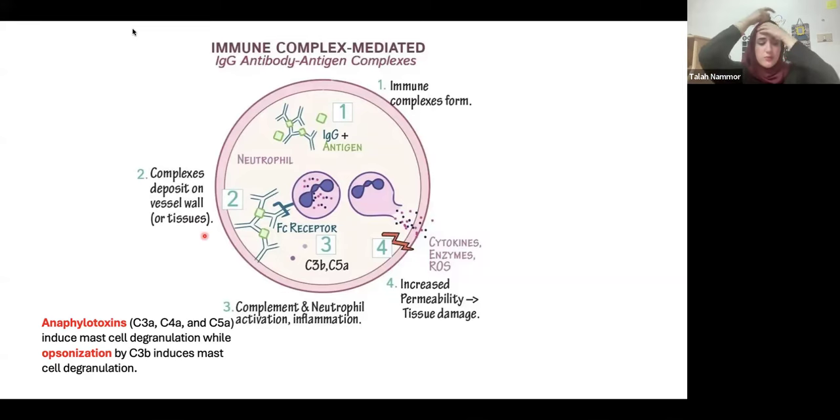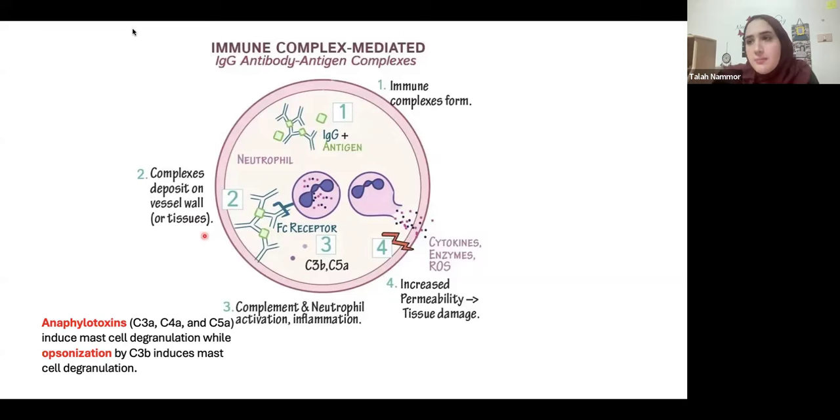Now we're done with type 1 and type 2. Let's go to type 3. Okay? We said type 2 and type 3 can be kind of misleading. Why? Because type 3 also has to do with IgG, but it doesn't have to do only with IgG. It has to do with the idea of IgG binding to something, causing the formation of a complex. So when an antibody binds to an antigen, it's going to cause an antibody-antigen complex.